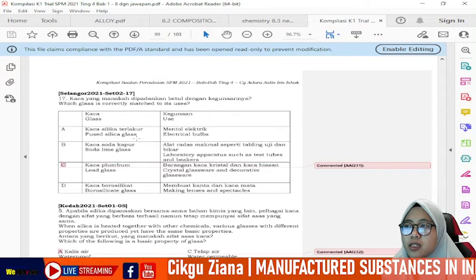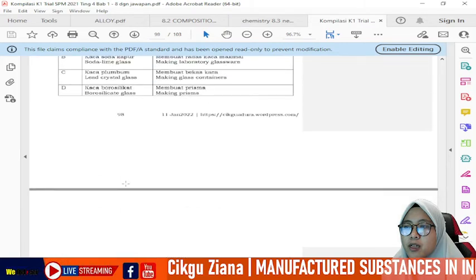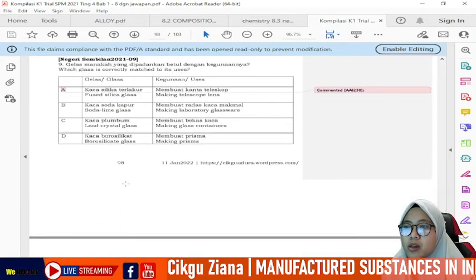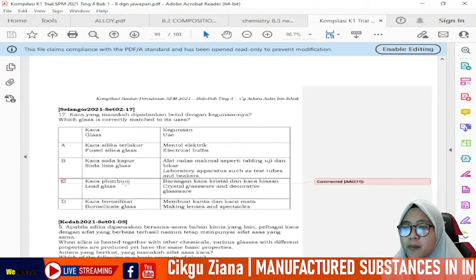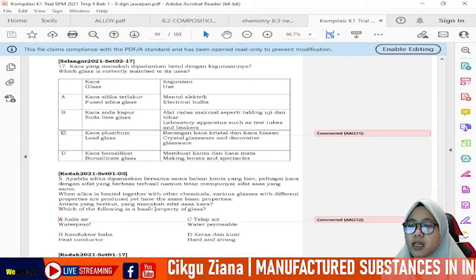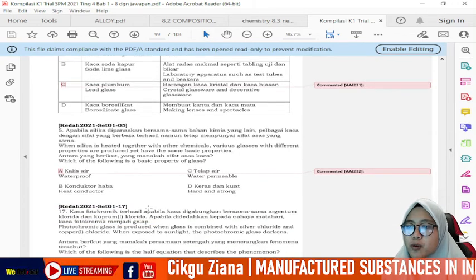Fused silica glass just now was for the telescope glass, right? What is soda lime used for? Soda lime is for glass containers. Borosilicate is for laboratory glassware. So, you must know. Teacher only asks and you can answer. Remember. Okay. When silica is heated together with other chemicals, various glasses with different properties are produced yet have the same basic properties.